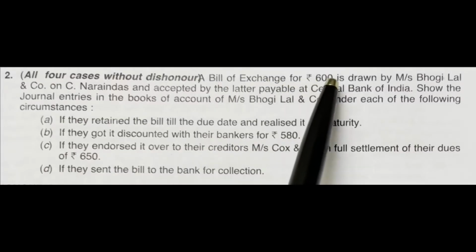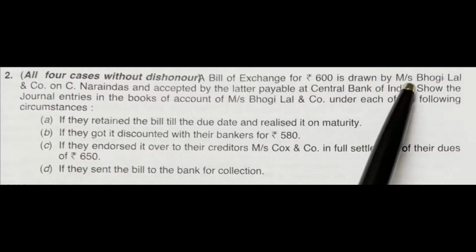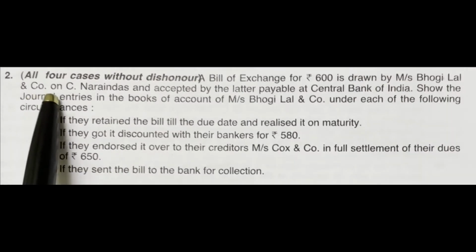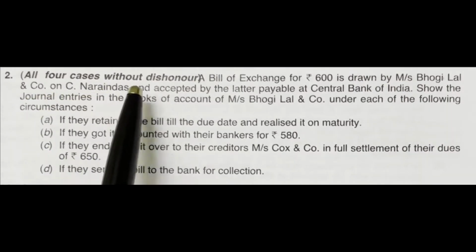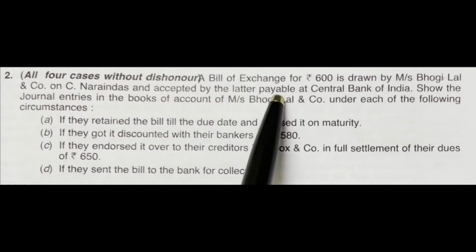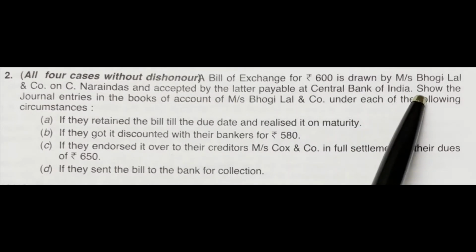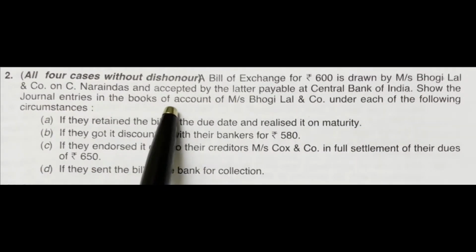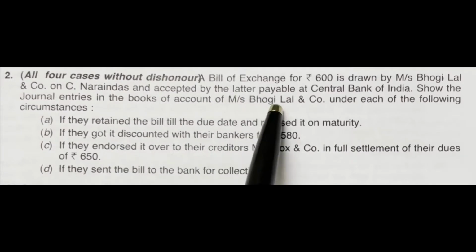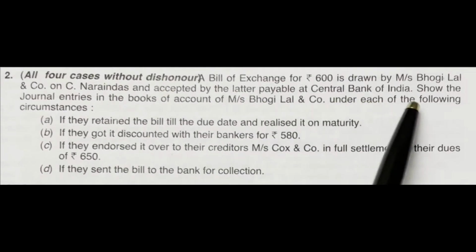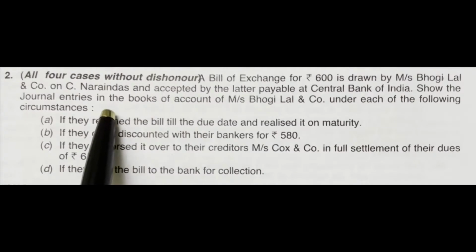A bill of exchange for 600 rupees is drawn by Messrs. Bhogi Lal and Company on C. Narayan Das and accepted by the latter, payable at Canara Bank of India. Show the journal entries in the books of account of Messrs. Bhogi Lal and Company under each of the following circumstances.